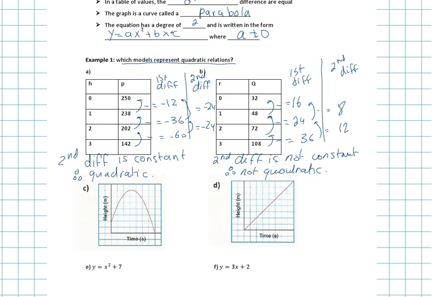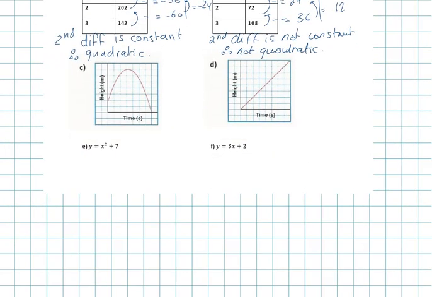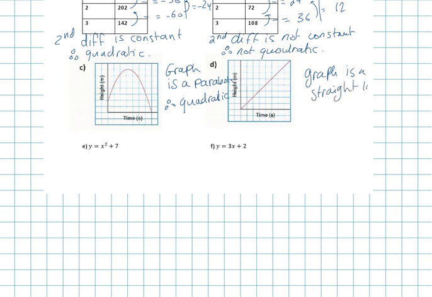Yeah. All right. Now, moving to looking at graphs. Look at both graphs and tell me which one's quadratic and why. The first one's quadratic because it's a parabola shape. The second one is what? Linear. Okay. Graph of the parabola, so it's quadratic. Graph is a line. Therefore, it's not quadratic.